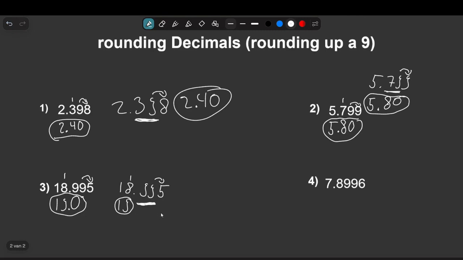So now let's go to our last example. For our last example, we have 7.8996. So again, this one can be a bit complicated, but it will all be okay if you just follow through. So let's look at the right. We have a 6 next to the 9. So this means we can round up again. So we're gonna round up this 9, and this 8 right over here.